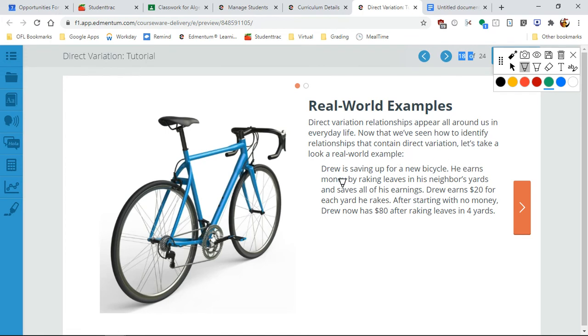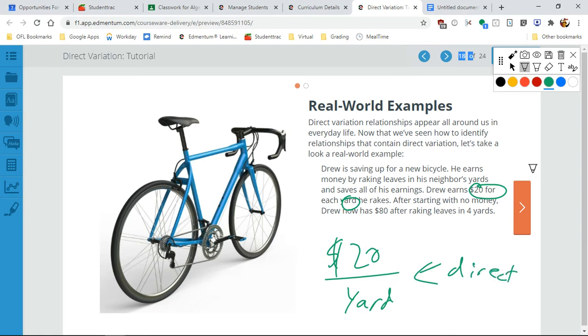So this is this idea. He earns money raking leaves. So he earns $20 for each yard. So then he's getting this $20 for every yard. This is his direct variation. How much money is he getting? It depends on the number of yards.